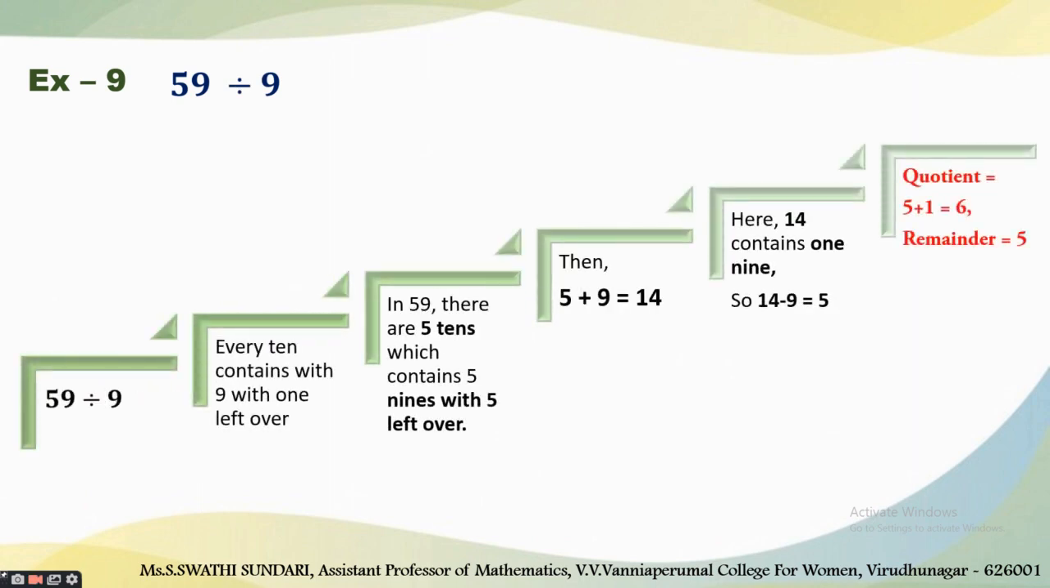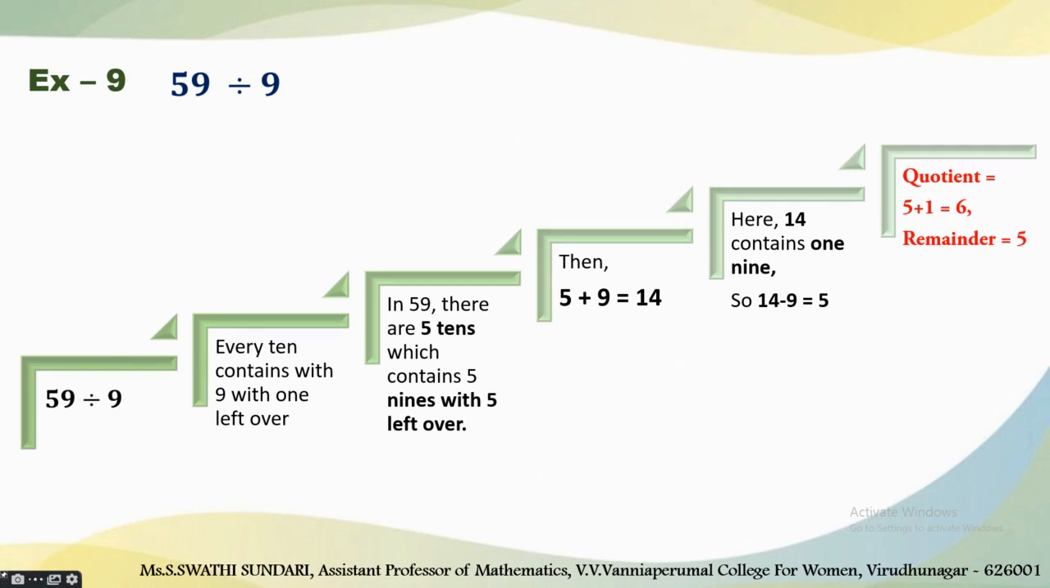And in a similar way, we have to solve this problem too, that is 59 divided by 9. In 59, there are 5 tens, which contains 5 nines with 5 left over. So the temporary quotient is 5. And here 9 is already left over and 5 is left over here. So we get the remainder as 5 plus 9 equal to 14. But 14 contains only one 9. So the quotient will be increased by 1. So the quotient is 5 plus 1 equal to 6 and the remainder equal to 14 minus 9, which is 5.